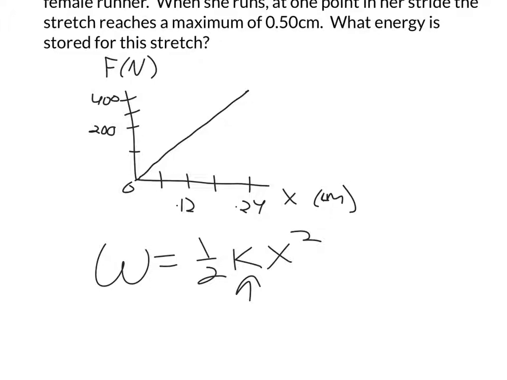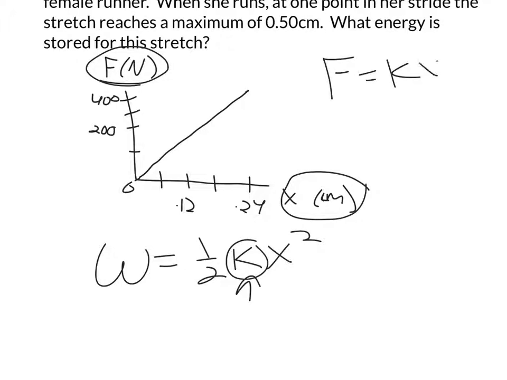Well, look what we've got. We've got an x here and a force here, and we need a k. So force equals kx, right? That's Hooke's law. So if we divide by x on both sides, that's a slope equation. That's a delta y over delta x equation equal to the slope. So k should be the slope of this particular graph.